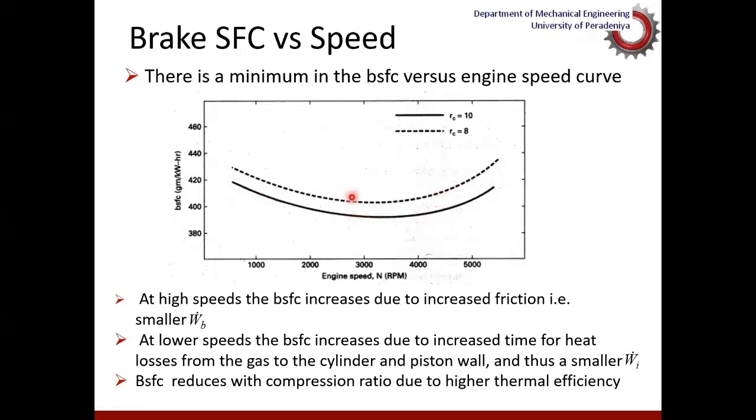So that means there is a speed at which we could get the best brake specific fuel consumption. And also brake specific fuel consumption reduces with the increase of compression ratio, for obvious reasons. If the compression ratio is increased, the thermal efficiency is increased. Accordingly, brake specific fuel consumption or indicated specific fuel consumption should go down.